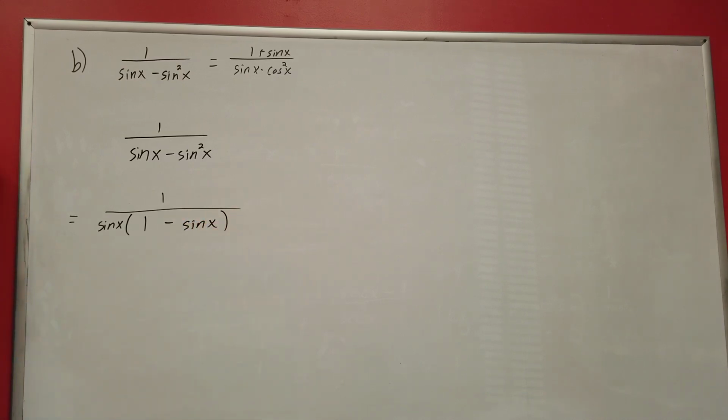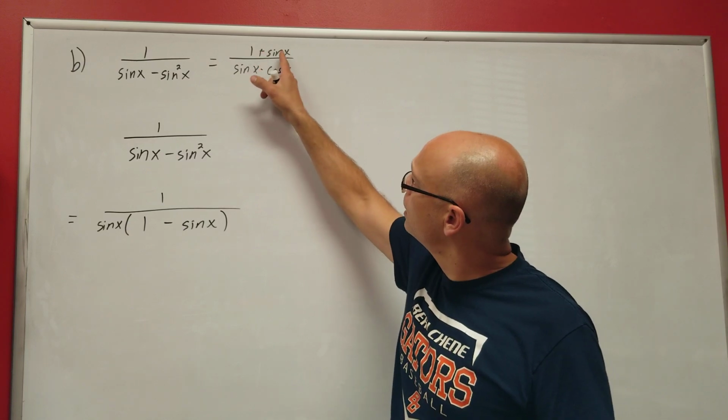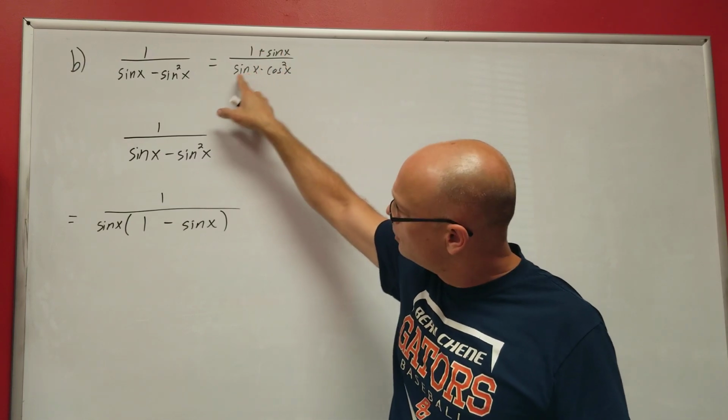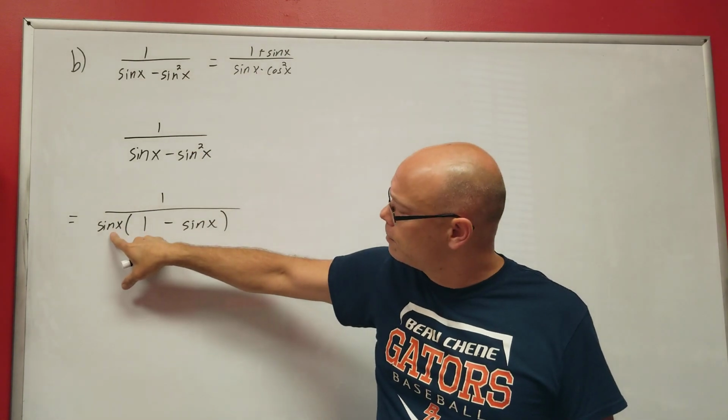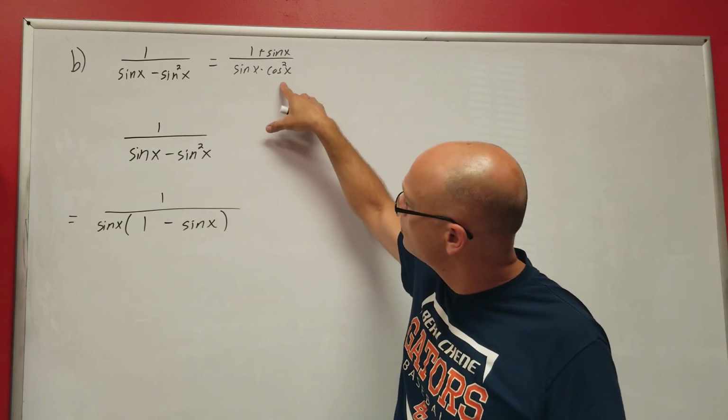Sine of x like that, okay? All right, now, what am I shooting for? I'm shooting for 1 plus sine of x over sine of x times cosine squared, right? Now notice I have that sine of x right here. But what do I want next right here? I want cosine squared.